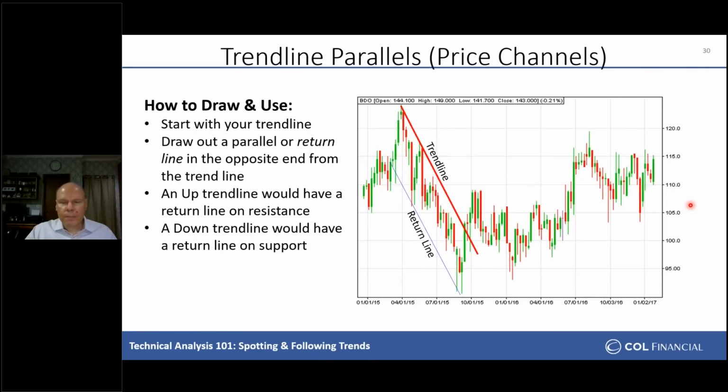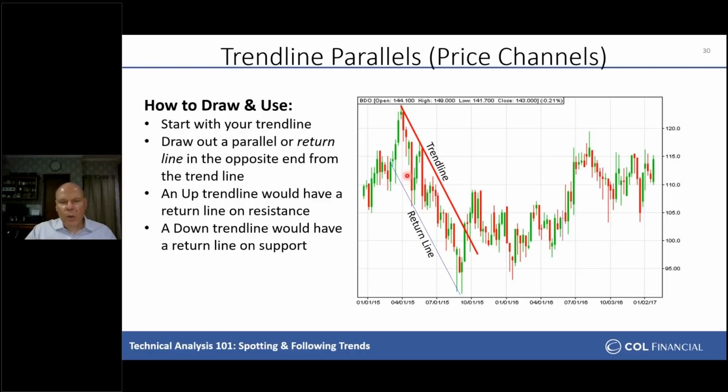Trend line parallels. Now, another thing you can do by using a trend line is first drawing your trend line as the established trend is drawn out, and then getting a parallel line of this and drawing it at the bottom of the range. We call this a return line, because after hitting the trend line, it returns closer to it. Again, the same thing here, it comes closer to it.